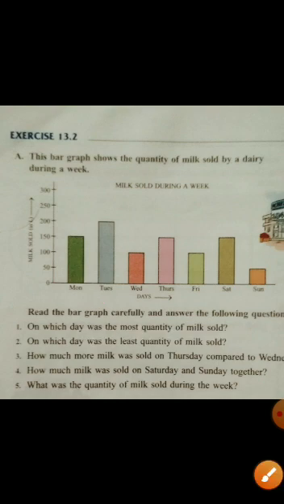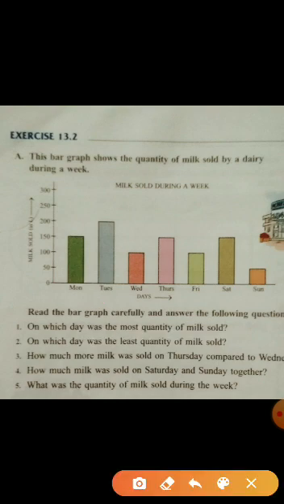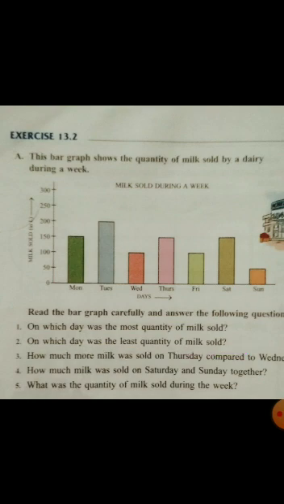To find out the most quantity of milk sold, we have to identify the longest bar among all the bars. Now which one is the longest bar? This one. It means the answer is Tuesday, right? On Tuesday the most quantity of milk was sold. Second question, on which day was the least quantity of milk sold? To find out the least quantity of milk sold, we need to identify the smallest bar. And which is the smallest bar? This one. So the answer is Sunday. It means on Sunday, the least quantity of milk was sold.